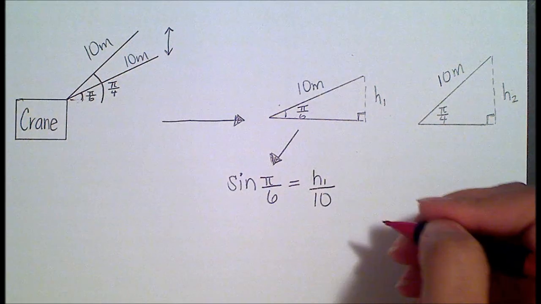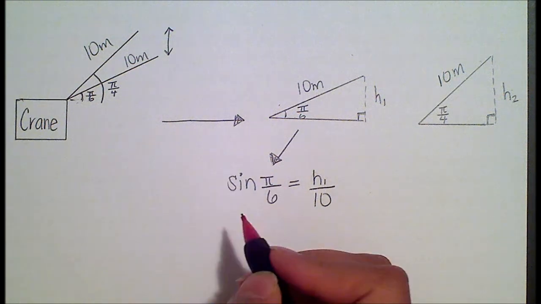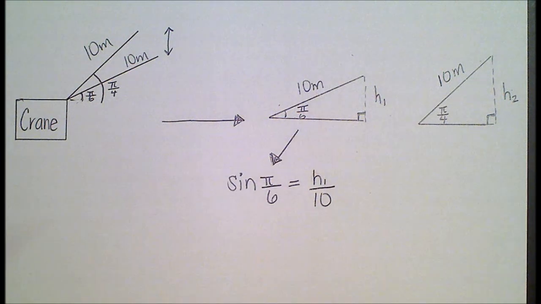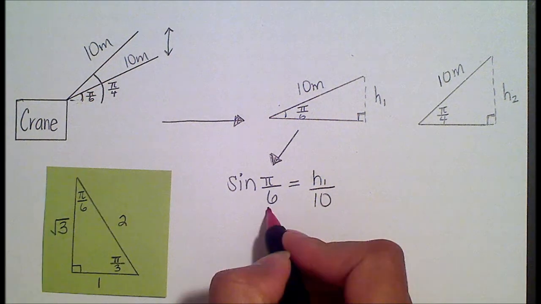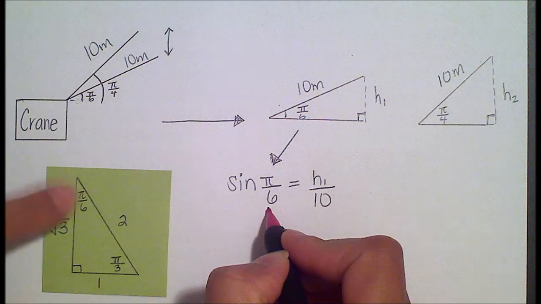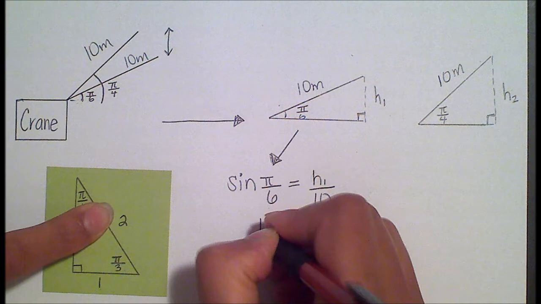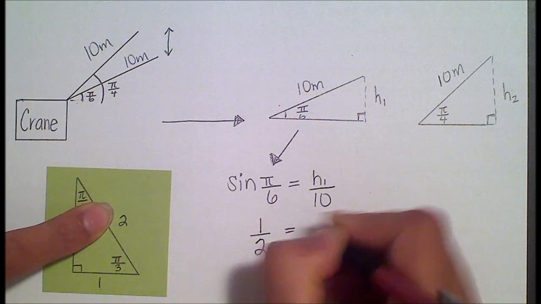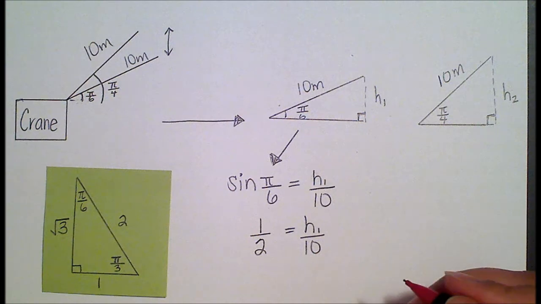Now, in order to solve this, I can actually replace sine of pi over 6 with the exact value that represents it using my special triangles. So sine of pi over 6 is the same as opposite over hypotenuse. So sine of pi over 6 is equal to 1/2. So I can actually replace the ratio with the exact value that represents it. And so what I end up with is 1/2 is equal to H1 over 10.